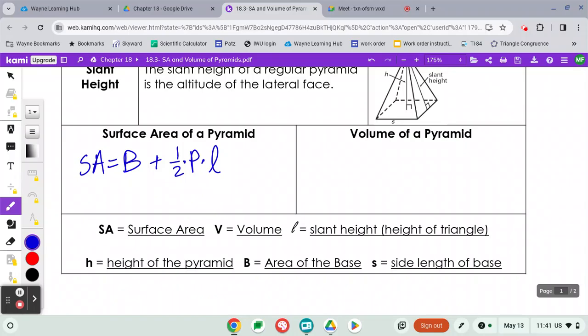Now, for the volume, it is equal to 1/3 the base times the height.